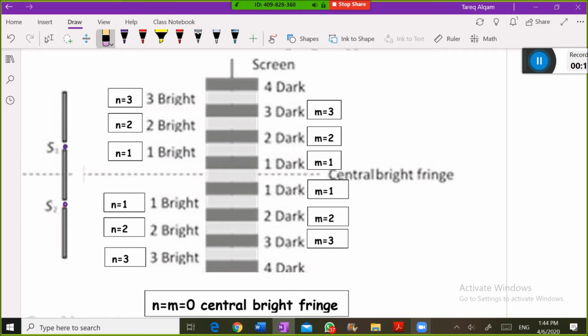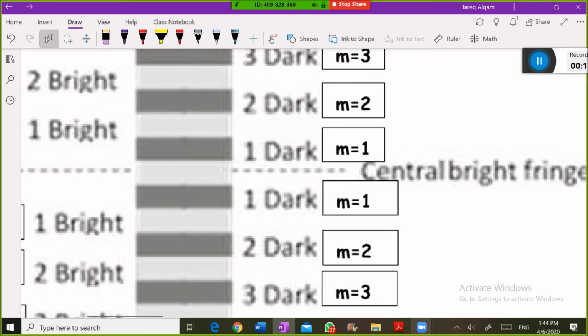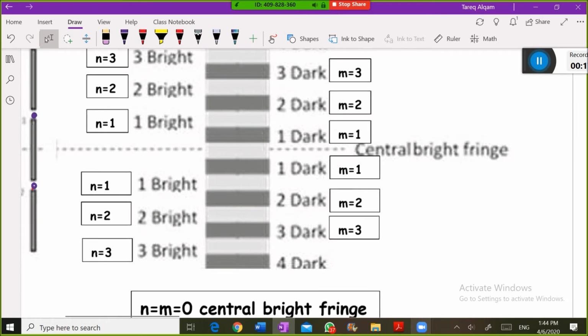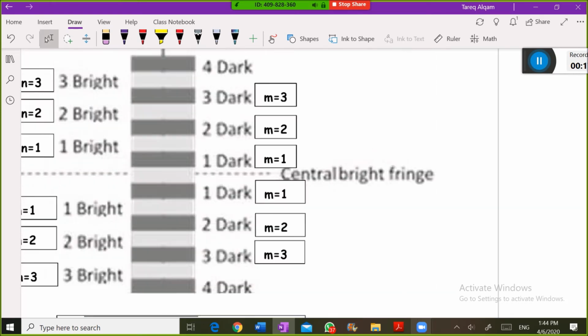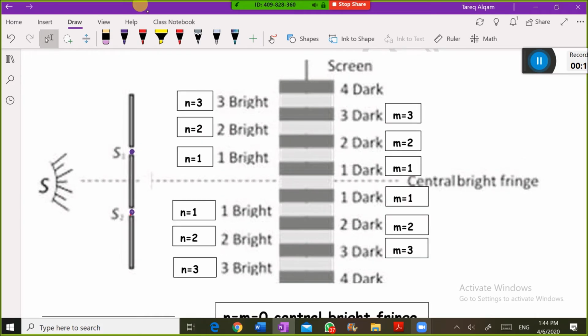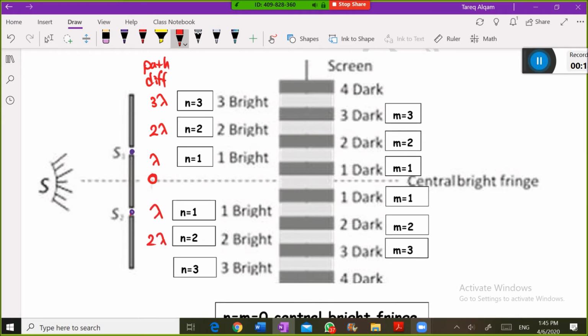Guys, the central one, the path difference of all the waves going from S1 and S2 is 0 path difference. Let's take the bright first. The central will have 0 path difference. The first order will be lambda path difference, the second order 2 lambda, the third order 3 lambda. Similar here: first order lambda, second order 2 lambda, third order 3 lambda and so on. So the path difference always increases by lambda for each bright fringe. For each bright fringe, the path difference increases by 1 lambda.